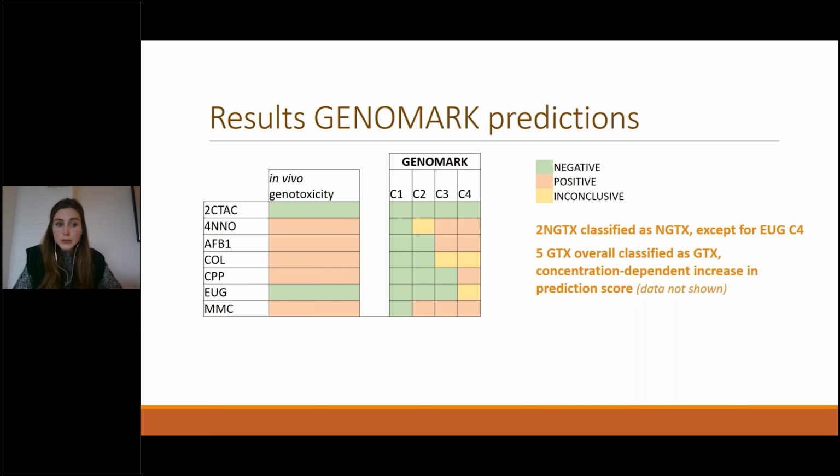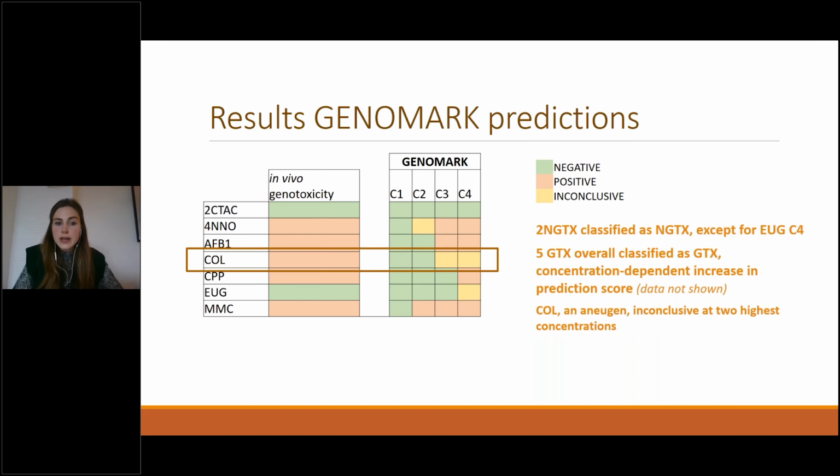And it was very interesting to see as well that we had, again, a concentration-dependent increase in the prediction score. So I did not show the individual prediction values, but when the chemical was exposed in a higher concentration, the probability prediction for genotoxicity was also increasing. And then for colchicine, which is an aneugen, we had not a clear positive, but an inconclusive result in the 2 highest concentrations.